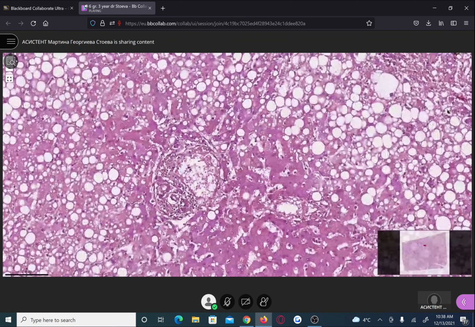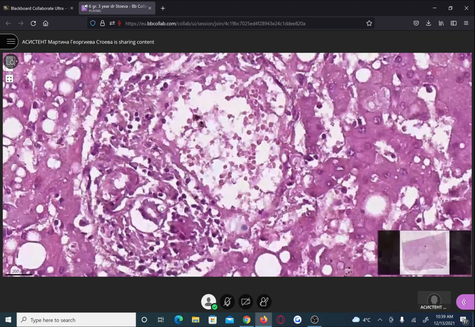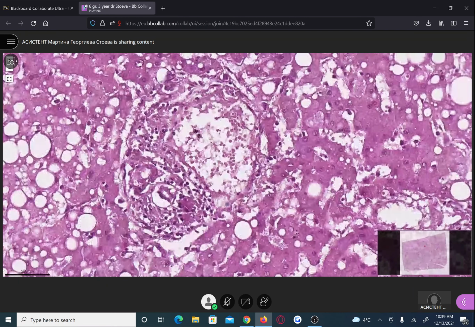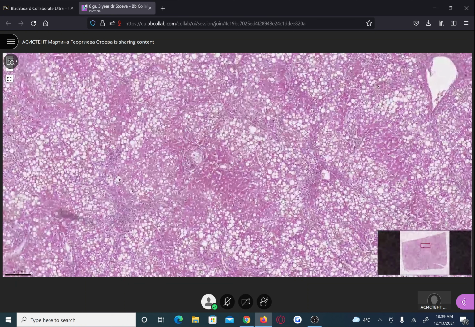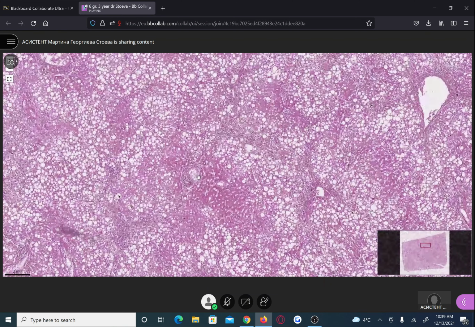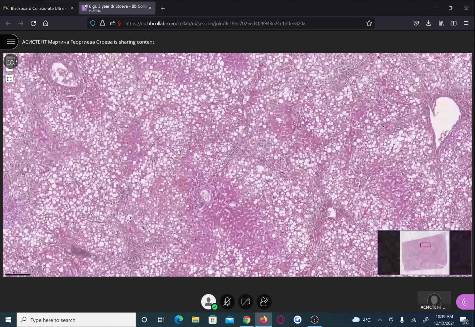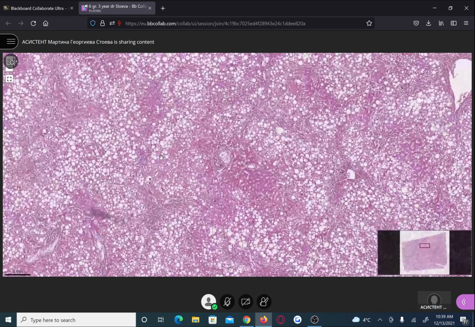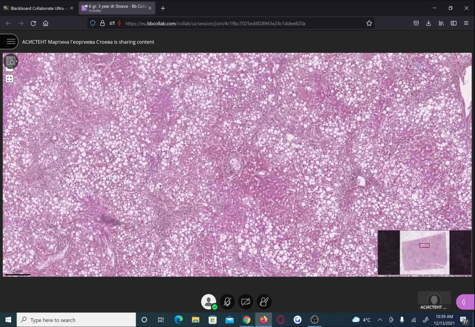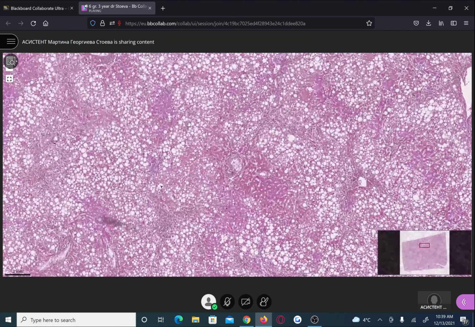And the last example here, the bile duct is at the lower left side. The other two are blood vessels. Don't try to find central veins in this case. The architecture is still preserved, but it's really difficult to find the central veins exactly because of these diffuse fatty deposits.